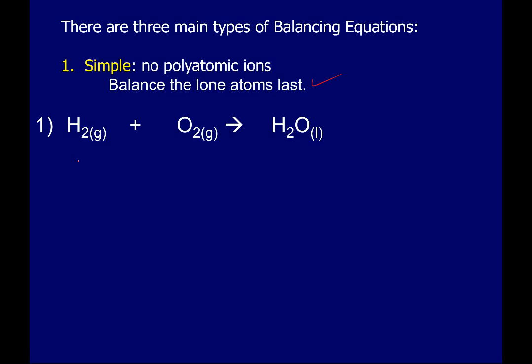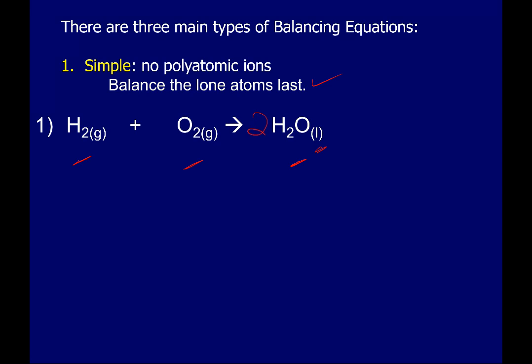So on the left, how many hydrogens do I have? 2. On the right, how many hydrogens do I have? 2. How many oxygens do I have on the left? 2. How many oxygens do I have on the right? Just 1. So I need a coefficient here to get my oxygens up to 2. Now I have 2 oxygens on the right and on the left, so they are balanced.